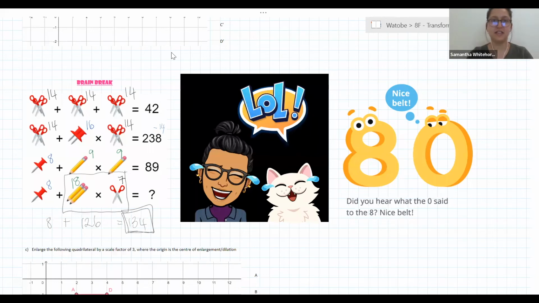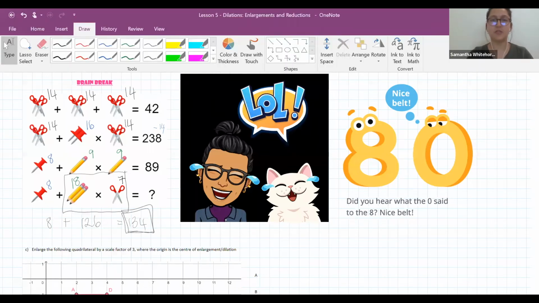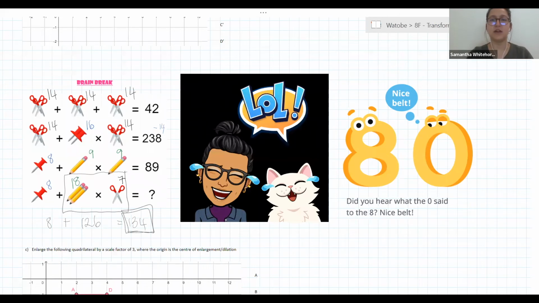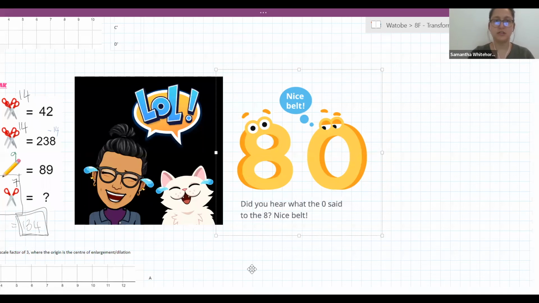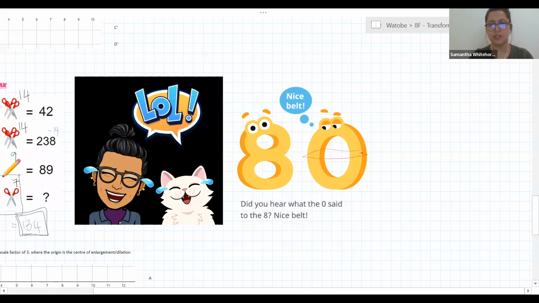Okay, guys. So remember, just a fun little brain break, not something you need to stress about at all. Just something to give your brain a break before we carry on. Okay, so the joke, for those of you that are a little bit confused, basically, if we were to put a belt around a 0, so imagine a belt around him and squeezing him in, it would create 8. And so 0 is saying, nice belt to 8.